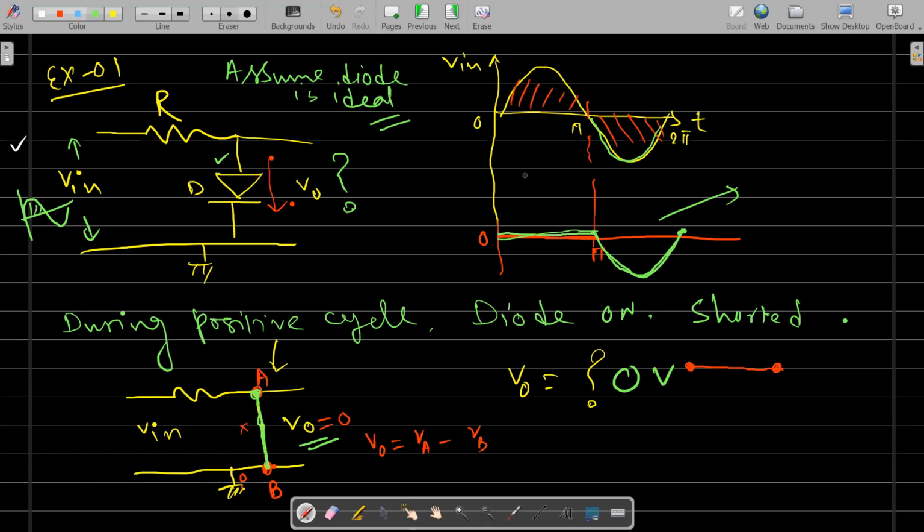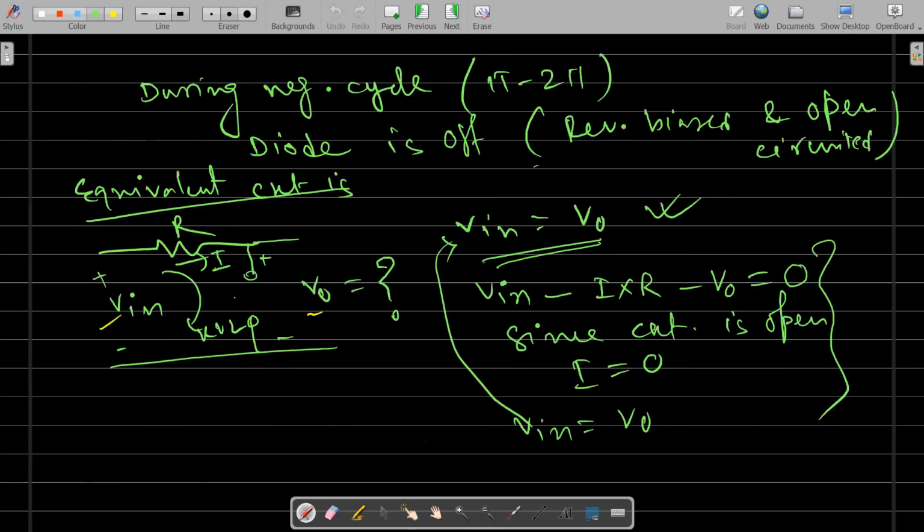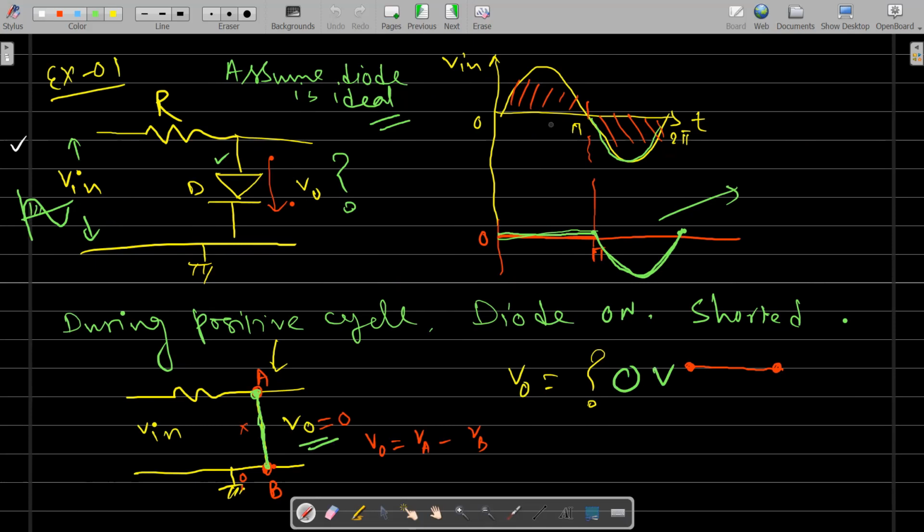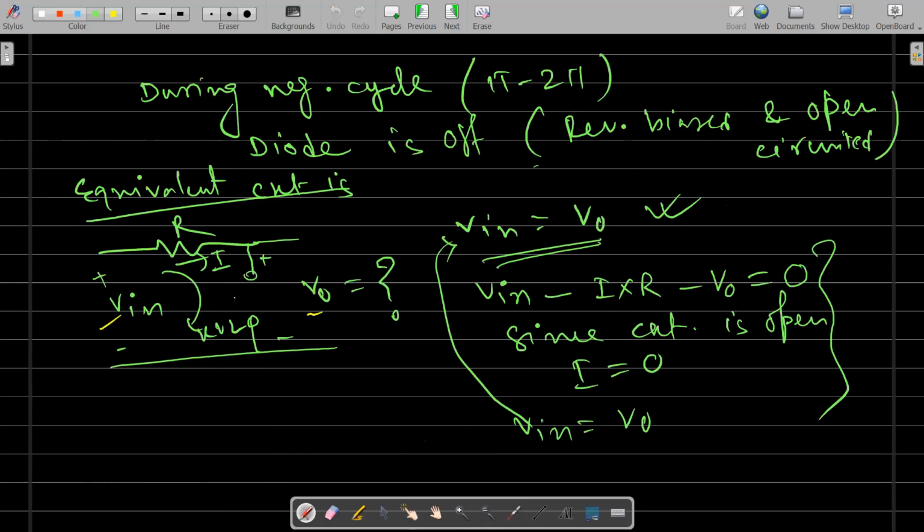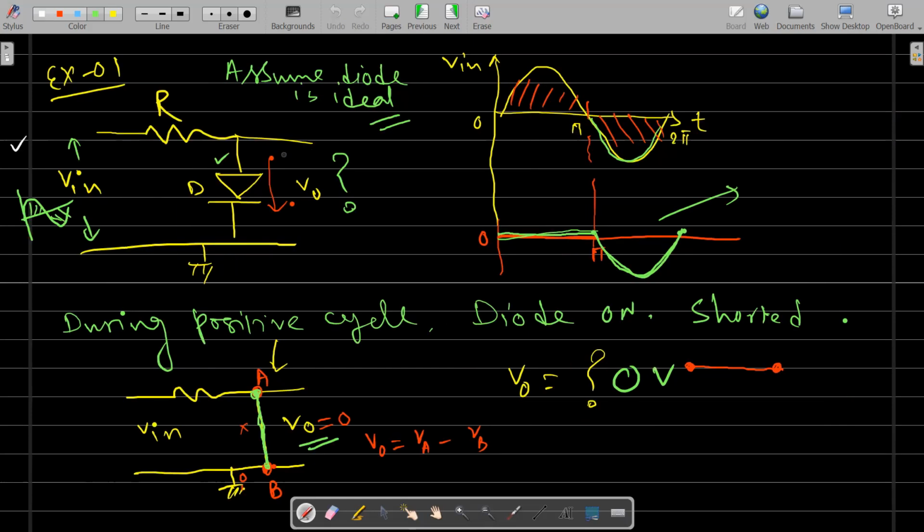Now let us see what will happen in the negative cycle. In the negative cycle, that means the pi to 2 pi section, we are talking about this section. The diode will be reverse biased. Why is the diode reverse biased? Because the P side of the diode is connected to the negative potential. In the negative cycle, this will be minus and this is plus. So the diode will be off.